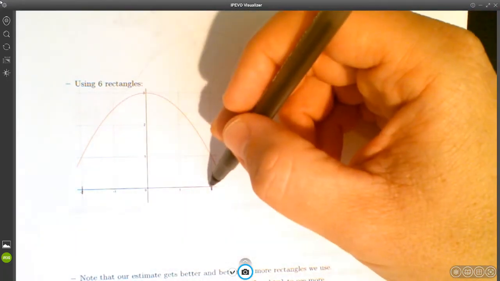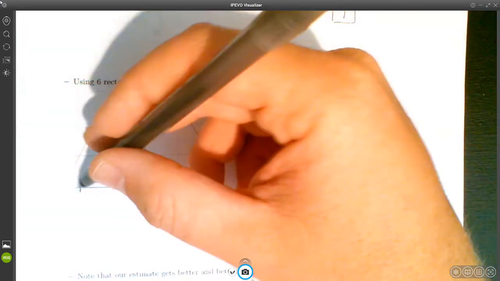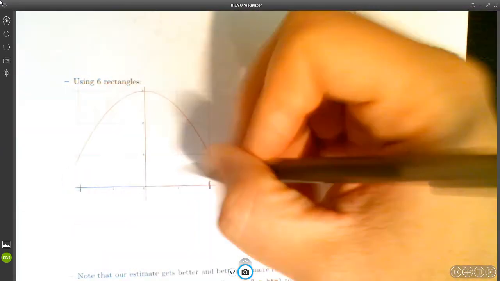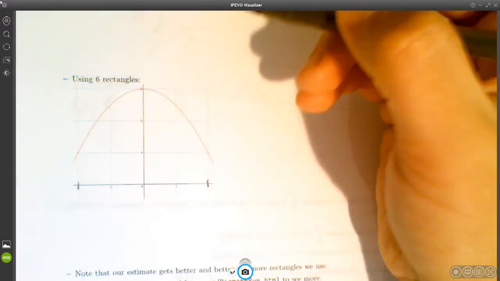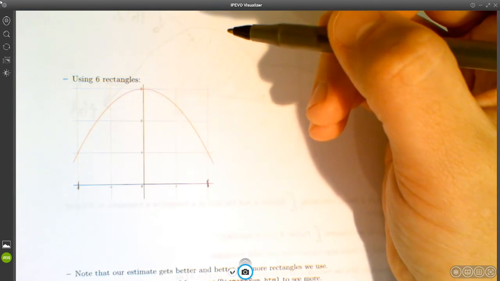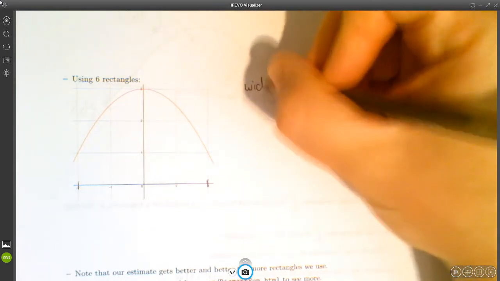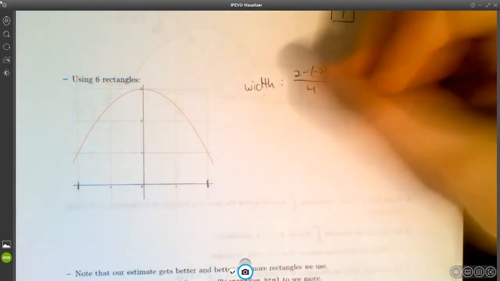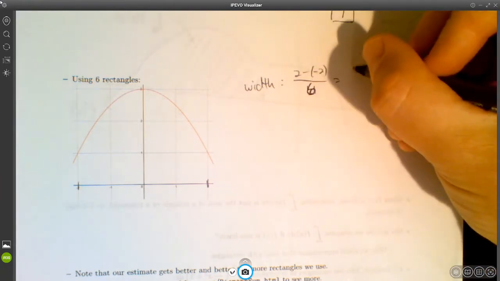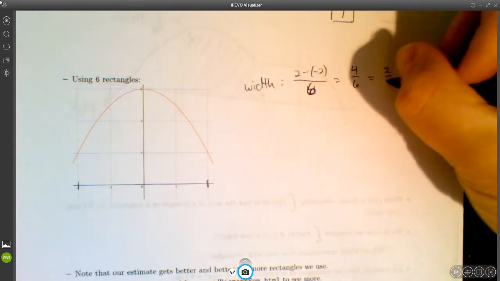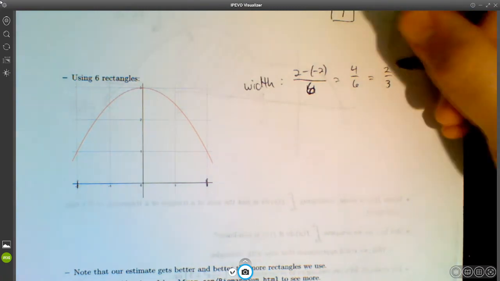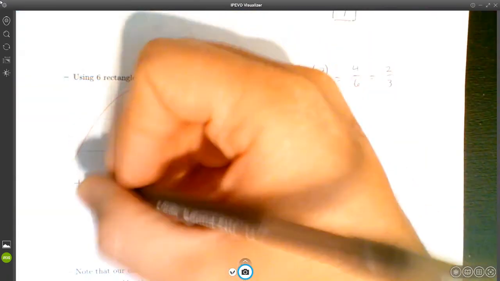Well, the width of this line segment is 2 minus -2, right? So 2 minus -2 is 4, so the width of the interval is 4. 1, 2, 3, 4. Makes sense. So if I want to divide it into 6 equal parts, I'm going to do 4 divided by 6, right? So the width of each rectangle is going to be 2 minus -2 divided by 6. So that's 4 out of 6, which is 2/3. Why did I choose such an uneven number? So I have a width of 2/3.